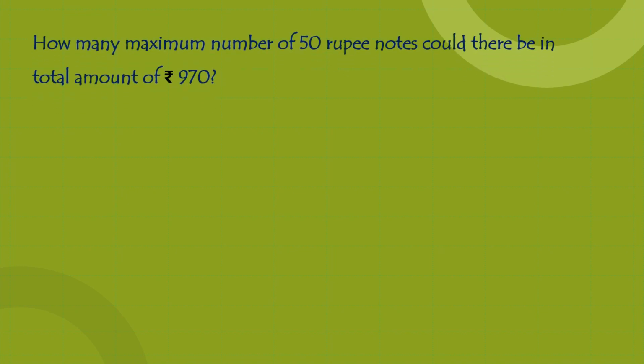How many maximum number of 50 rupee notes could be there in a total amount of rupees 970? Option number 1, 17, 18, 19 or 20. You have to solve the sum and answer in the comment section below. Write down the correct alternative in the comment section below.